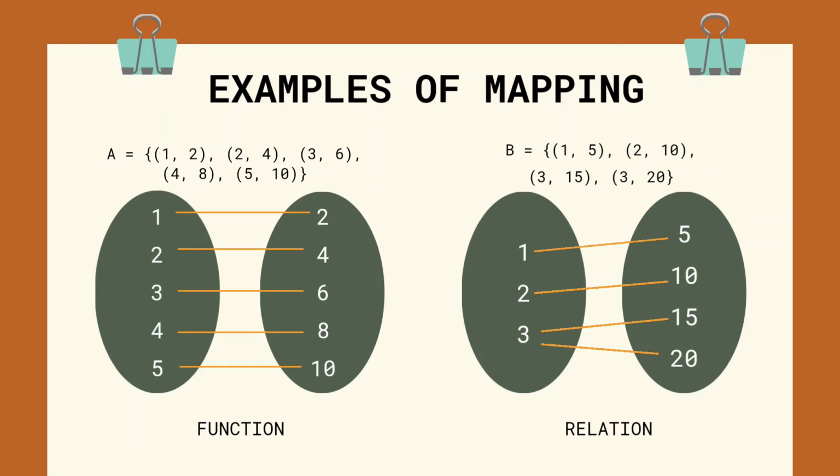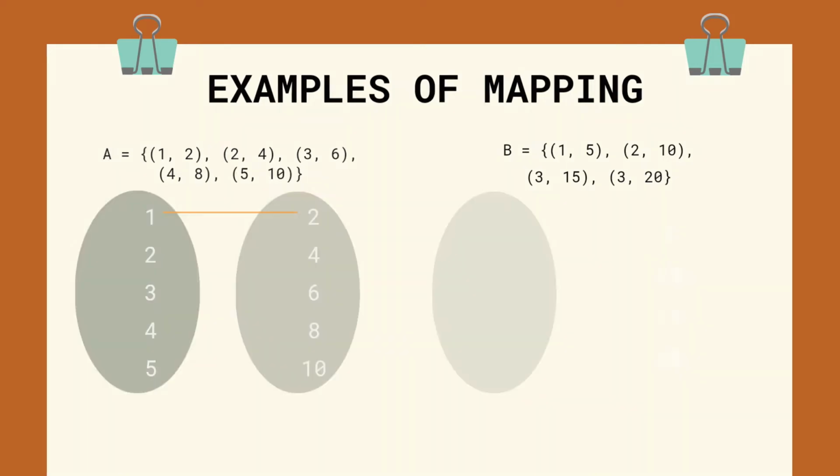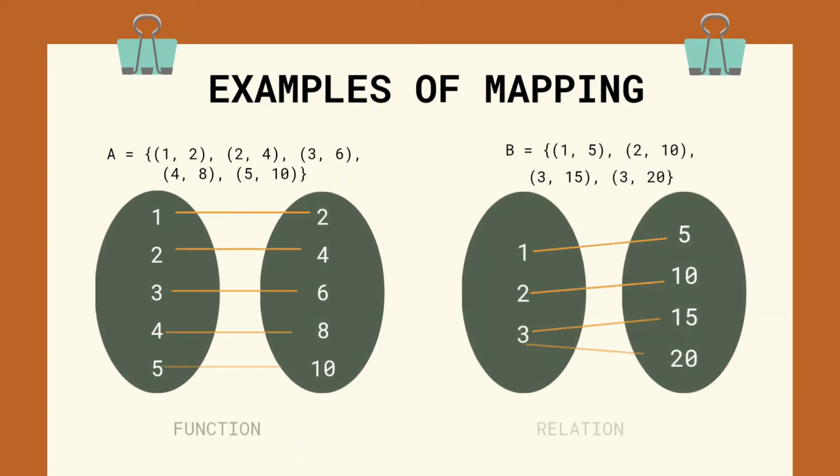Now here are the examples of mapping. For the first example, we have A is the set of (1, 2), (2, 4), (3, 6), (4, 8), and (5, 10). As you can see, the x coordinates on the left side are being matched with the y coordinates on the right side. This type of relation is a one-to-one relation. Since one-to-one relations can be considered as functions, this example is a function.